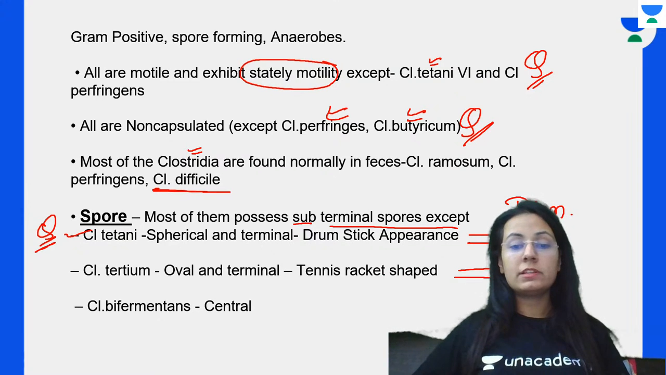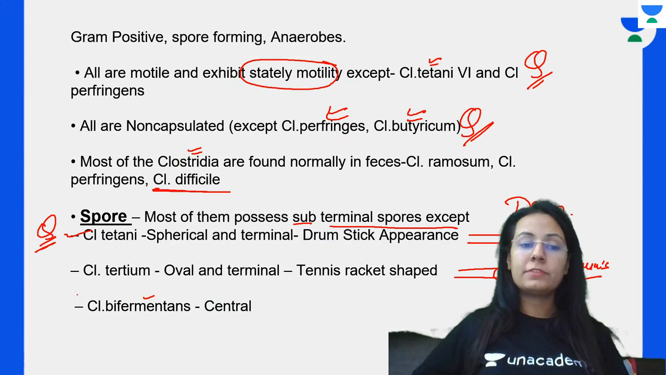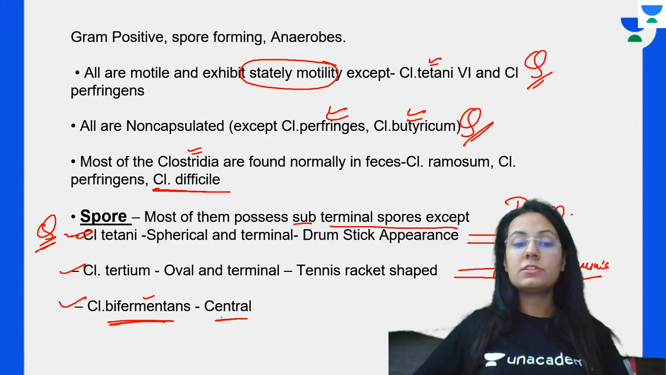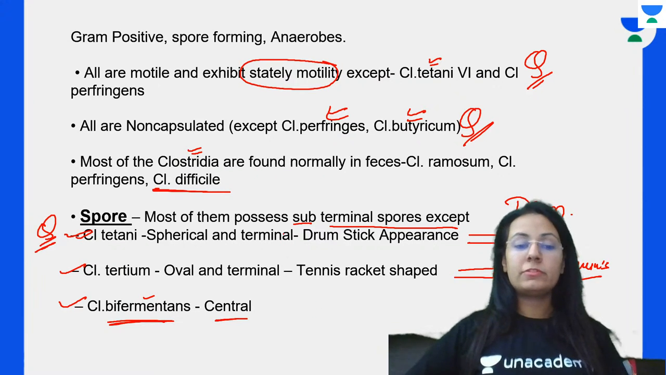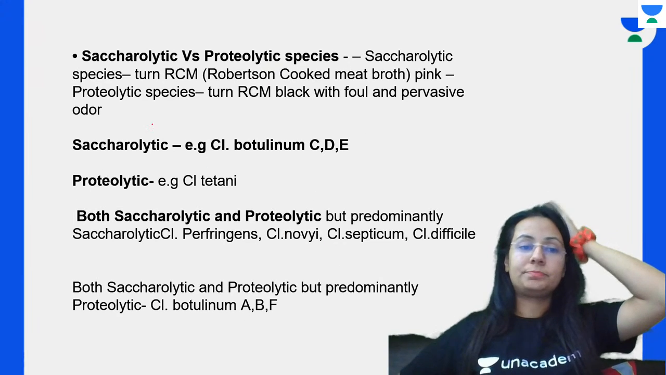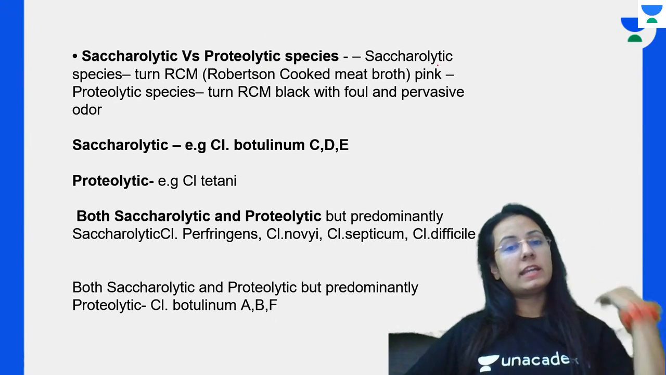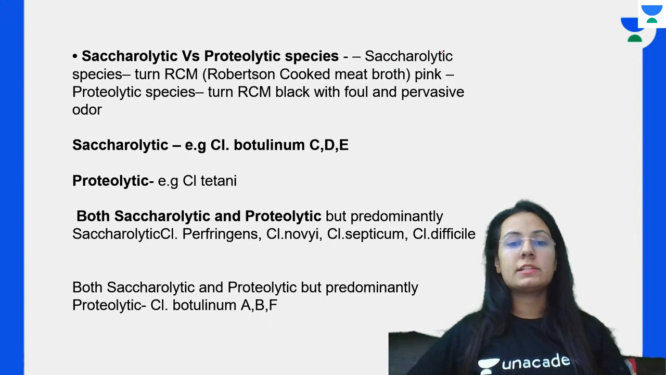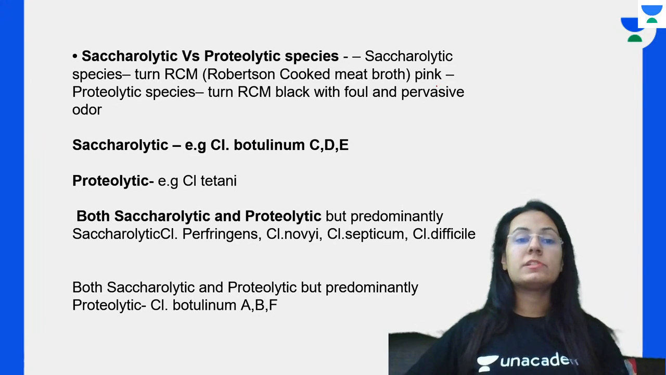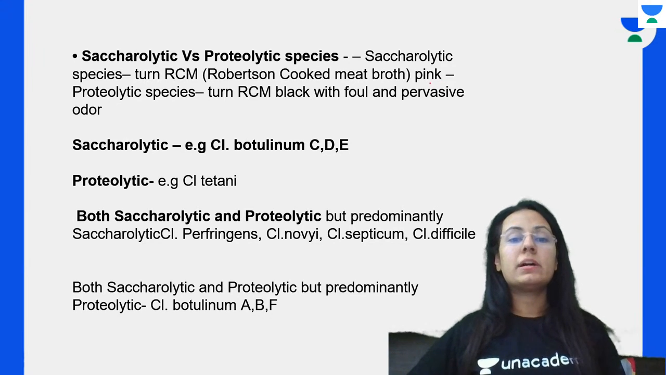Clostridium tertium has terminal but oval spores, that is the tennis racket appearance. And bifermentans has central spores, and Clostridium perfringens also has central spores. Coming to saccharolytic versus proteolytic: saccharolytic species turn Robertson cooked meat medium pink, and proteolytic species turn the Robertson cooked meat medium black with a foul and pervasive odor.